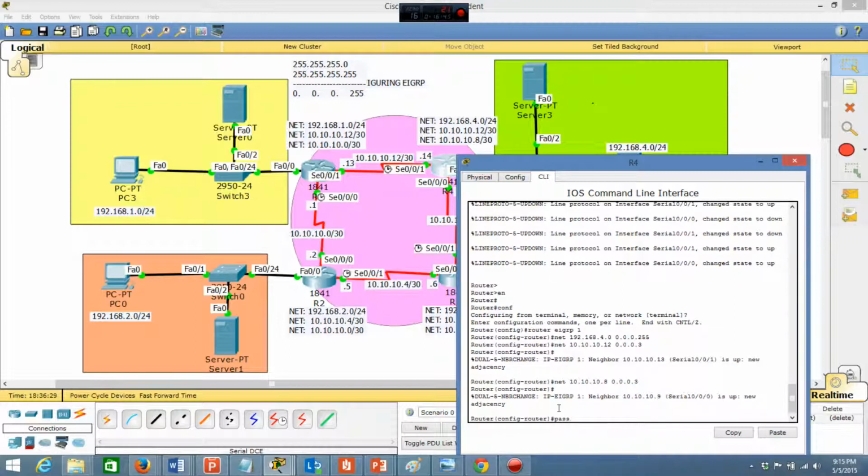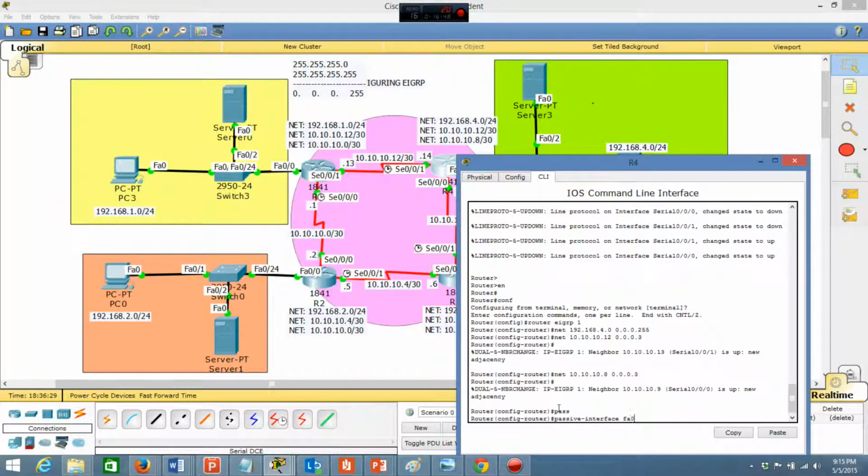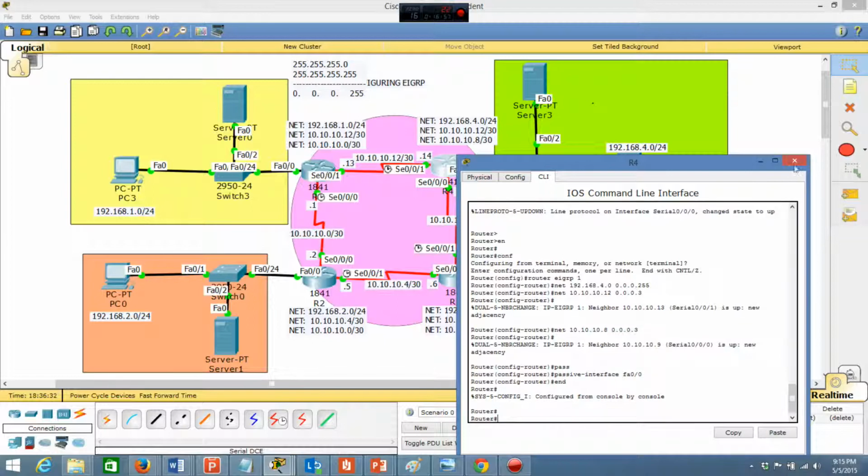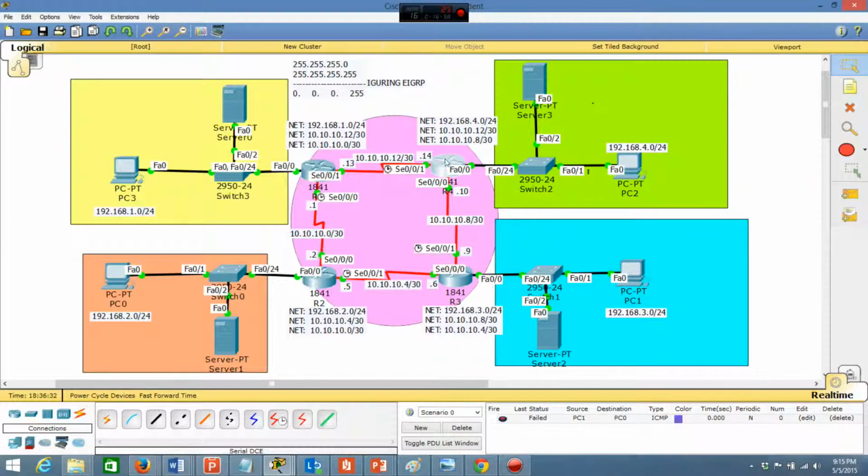Next one, do passive interface, because we don't want routing updates going through that interface. You do enter, and we should be fine. Now basically with this configuration we should have all of our networks talking to each other. So let's try that out and see what we got going here.